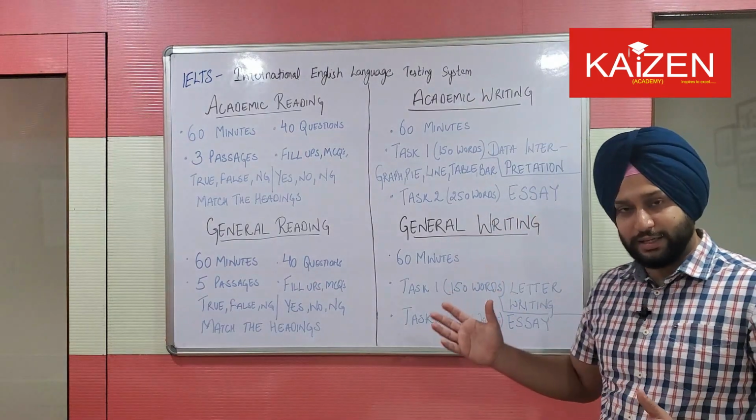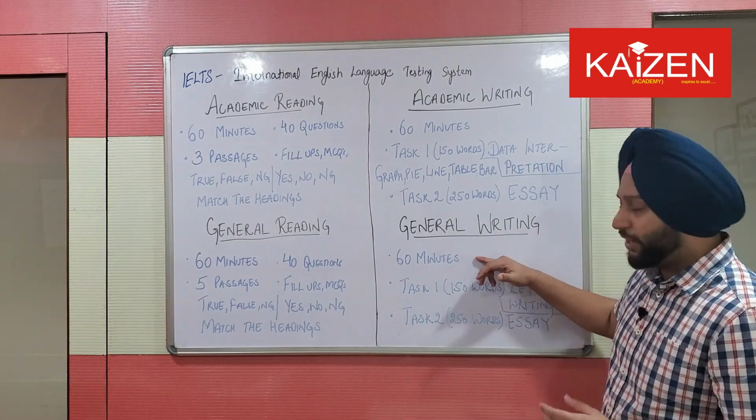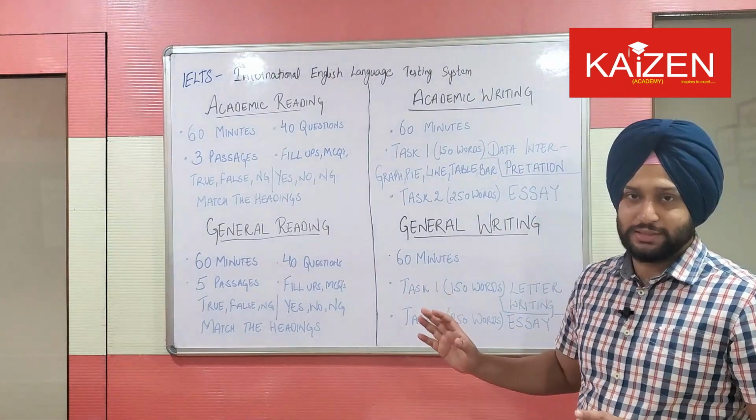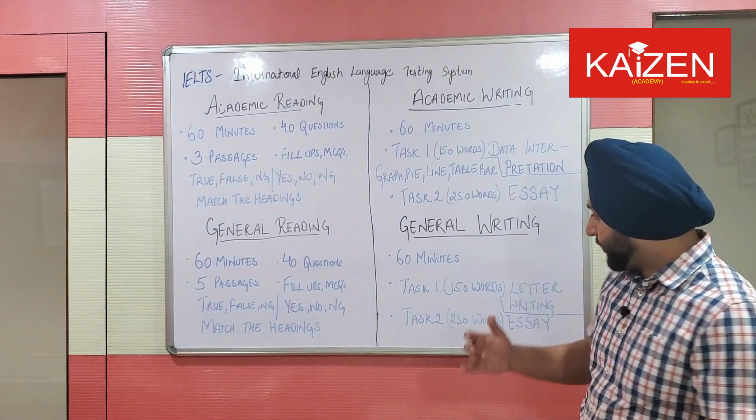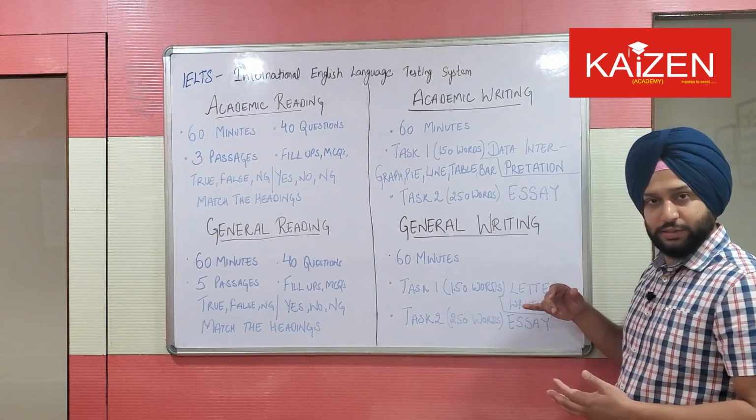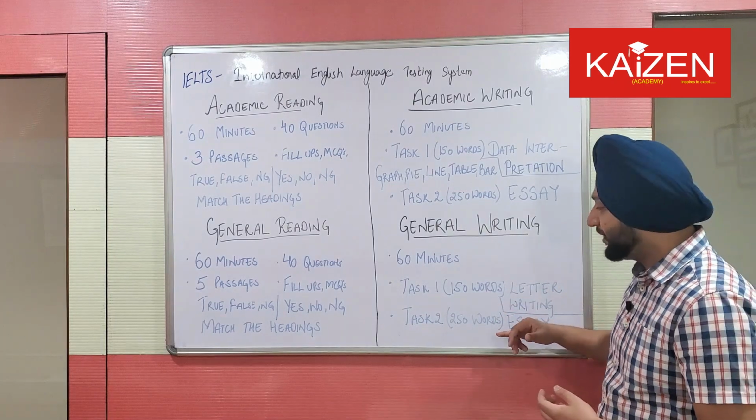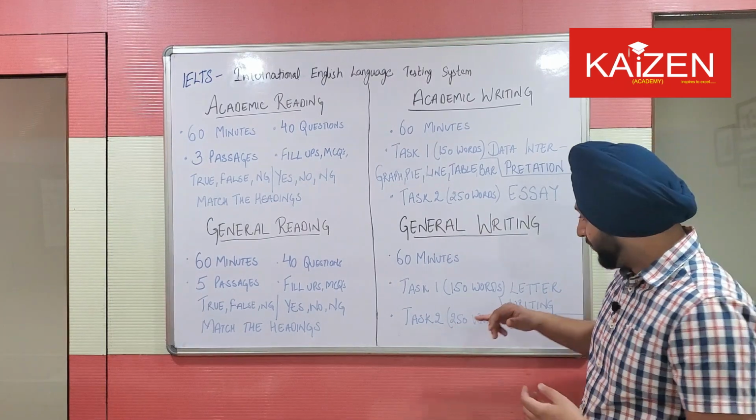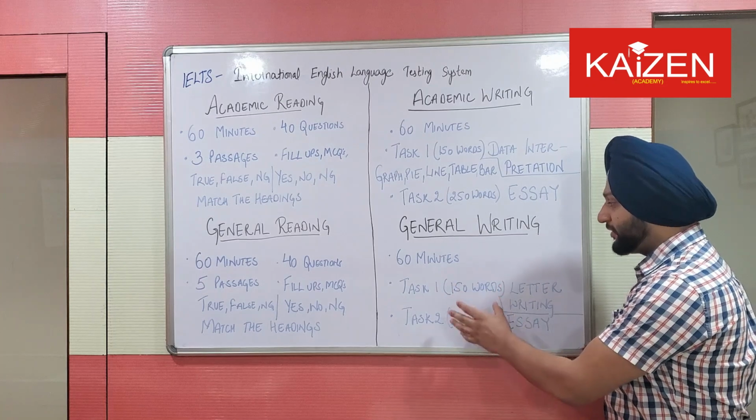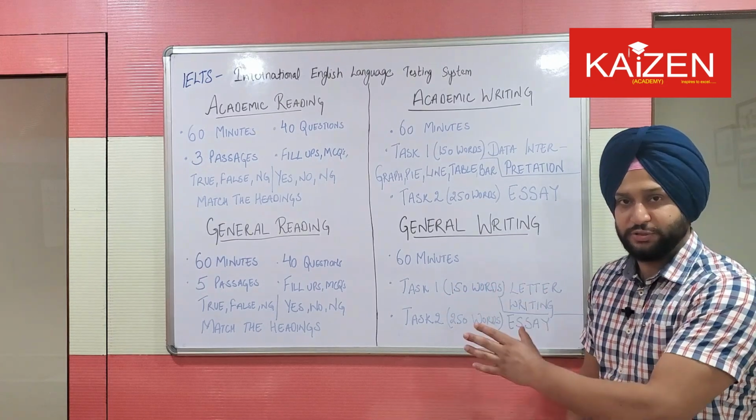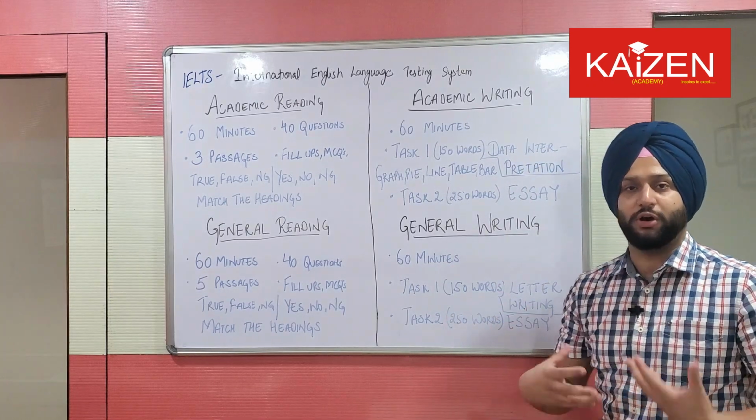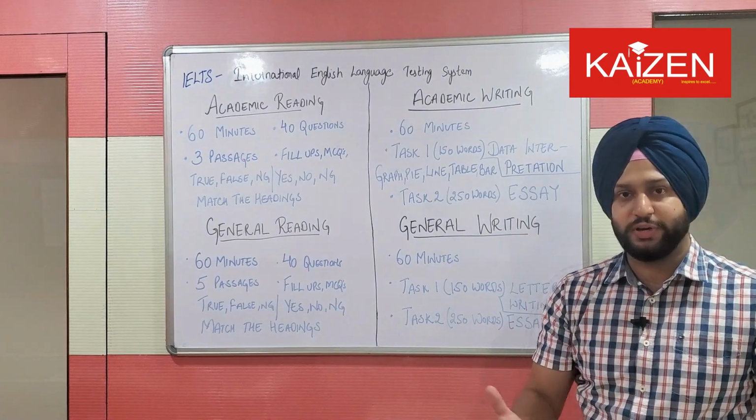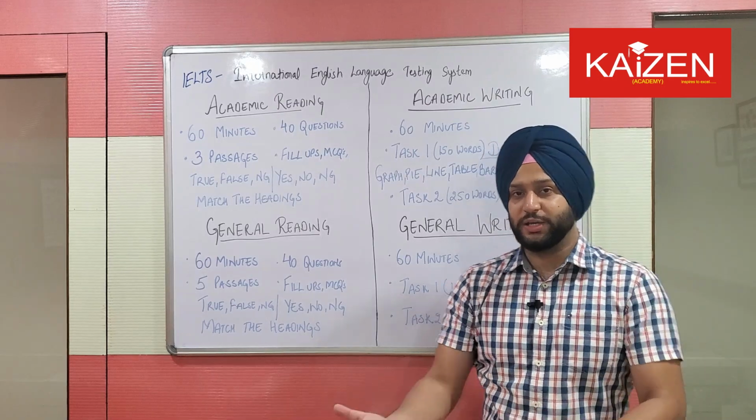Now, general writing. The duration remains the same, 60 minutes, and the time distribution also remains the same. You have to spend 20 minutes on task 1 and 40 minutes on task 2. In the first task, in the 20 minutes, you have to write again the same word limit, minimum 150 words or above 150 words, ideal word range between 160 to 180 words.